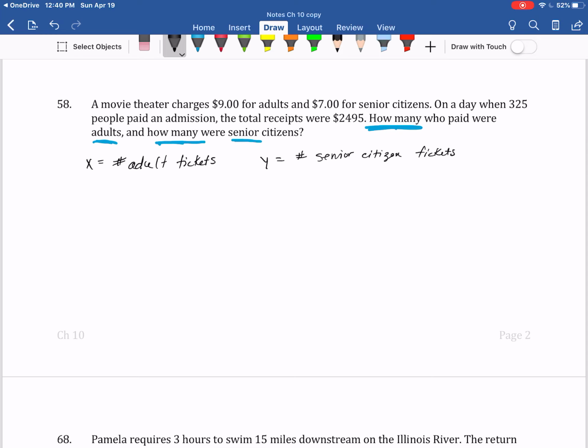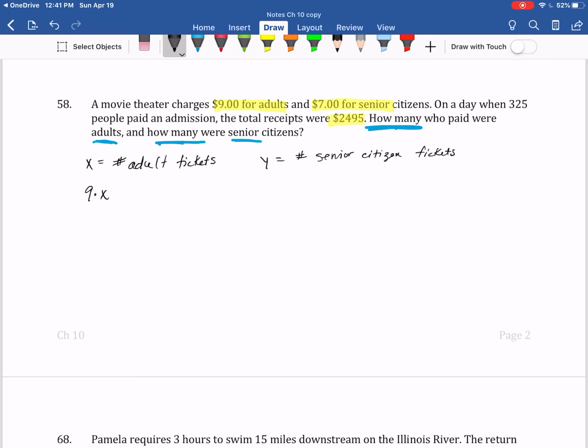So the first thing you're told is the price, right? $9 for adults and $7 for senior citizens. And you're also told the total price that was paid that day, the total receipts were $2,495. So if X is the number of adult tickets, and each adult is paying $9 for a ticket, 9 times X is the total amount of money that was paid by the adults.